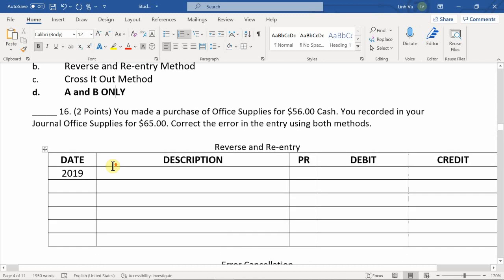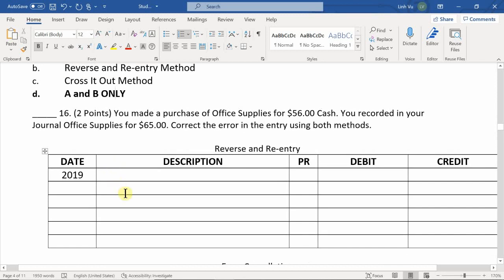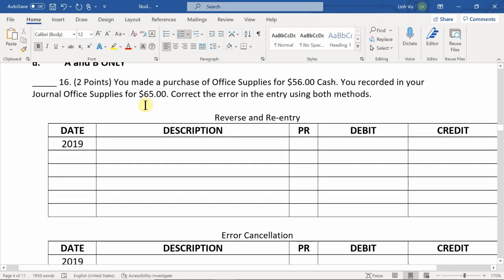Number 16, okay? You made a purchase of office supplies for $56 cash. And then you recorded it in your journal as office supplies for $65. Correct this error in the entry using both methods. So the first one is reverse and reentry. In this case, I originally recorded it at 65 when it's supposed to be 56. So how do I use the reverse and reentry to fix this transaction?